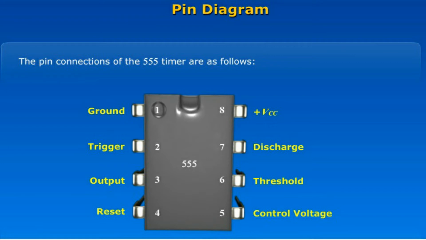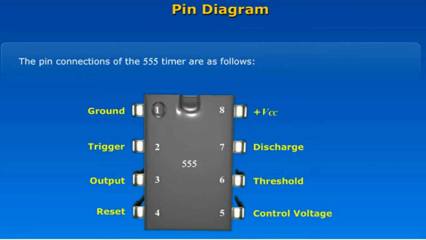Next, reset. When a negative going pulse is given to pin number 4, the 555 timer is disabled. Next, pin number 5 is the control voltage. A control voltage is given to pin number 5 in order to control the trigger voltage, threshold voltage and output voltage. Pin number 7 is the discharge.